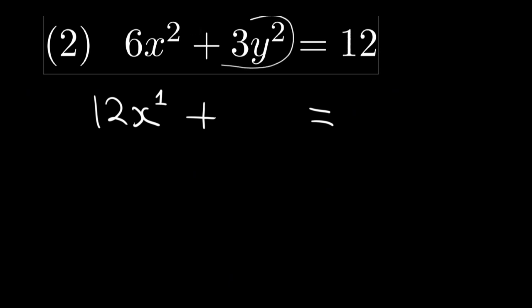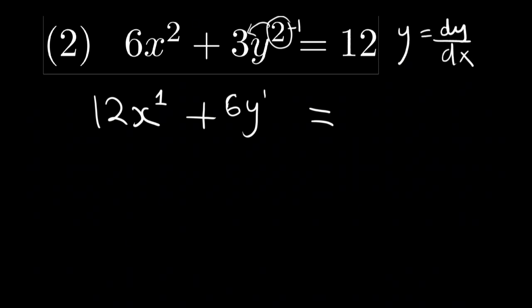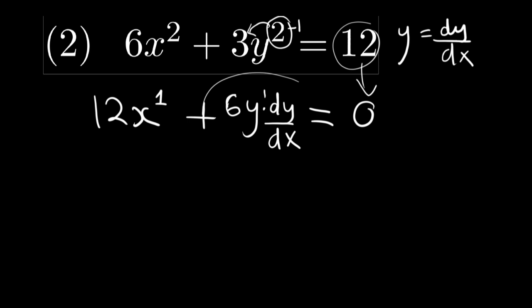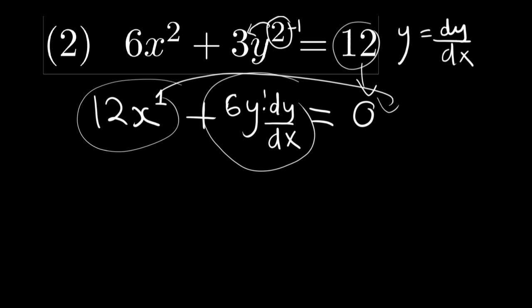Now also this part here, we'll derive it. So by using the power rule of course, you'll take the 2 and multiply it by 3, which will give us 6y. And then from the 2, you'll subtract 1, which will give us 1. But whenever you derive the y, don't forget to write dy over dx. So you'll have 6y multiplied by dy over dx equals to 12. Now the derivative of 12 is 0. So now to get dy over dx, we'll take this to the other side, or let us take this to the other side, it's better. So we'll have here 6y dy over dx equals to negative 12x.